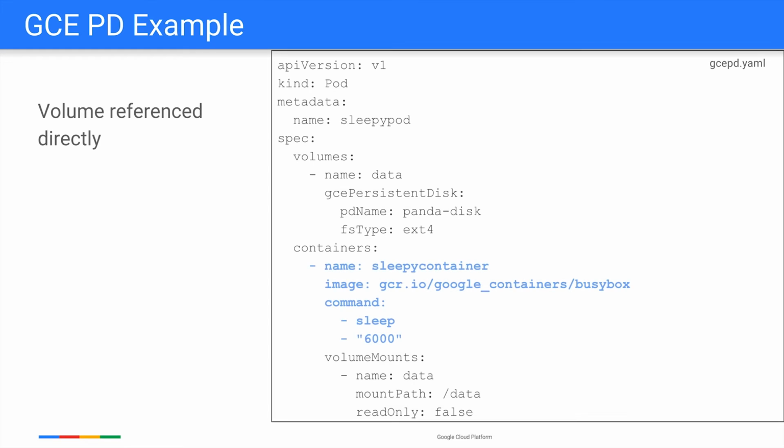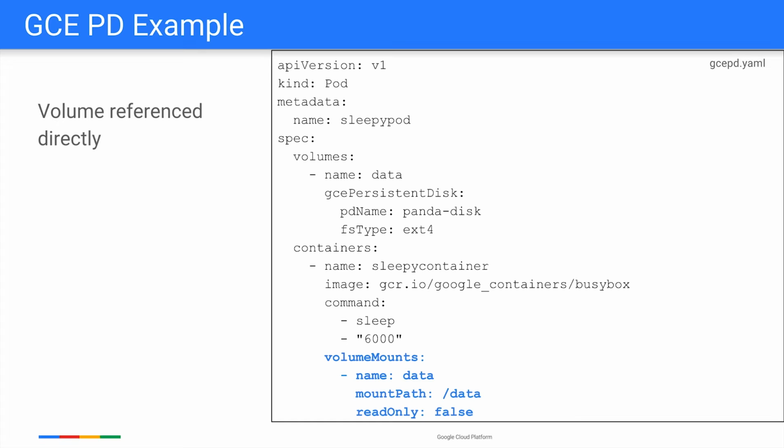Now let's take a look at an example. Here we have a pod. A pod is a basic unit of scheduling in Kubernetes. Pods are a collection of containers, or in this case, a single busybox container that doesn't really do anything but sleep on startup. This pod directly references a Google Compute Engine persistent disk volume called Panda Disk for use by all the containers in this pod. The volume is assumed to already exist.